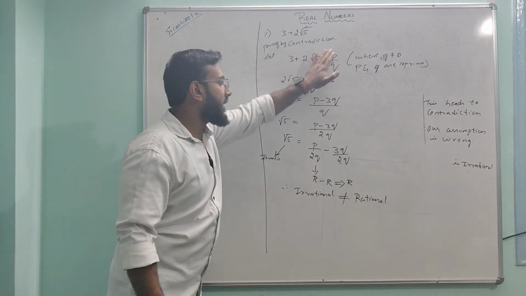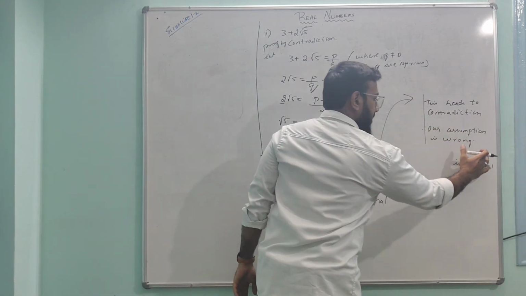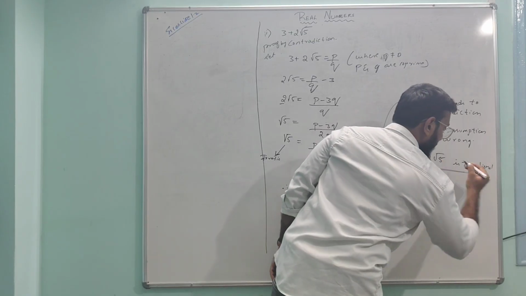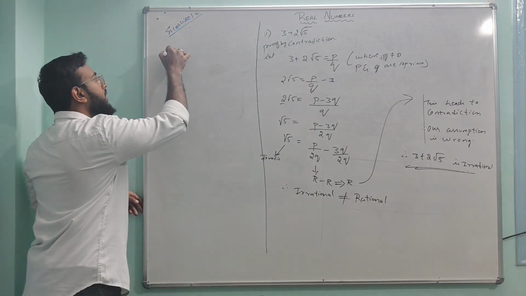So by proof of contradiction, what happened? This leads to a contradiction. Our assumption is wrong. Therefore, 3 plus 2 root 5 is an irrational number. So a simple concept I'll explain.